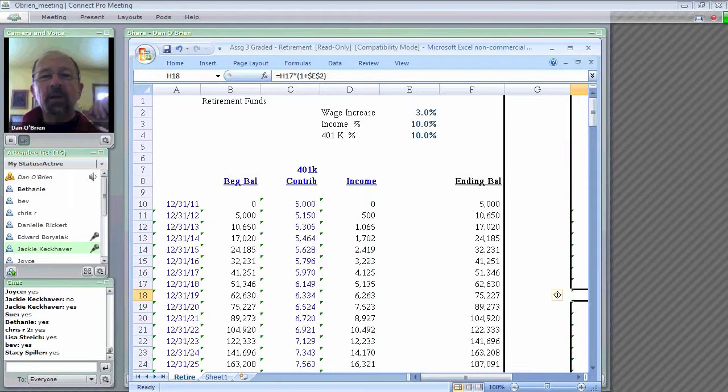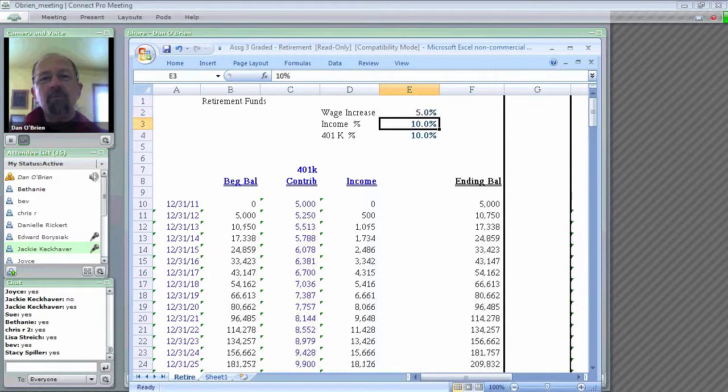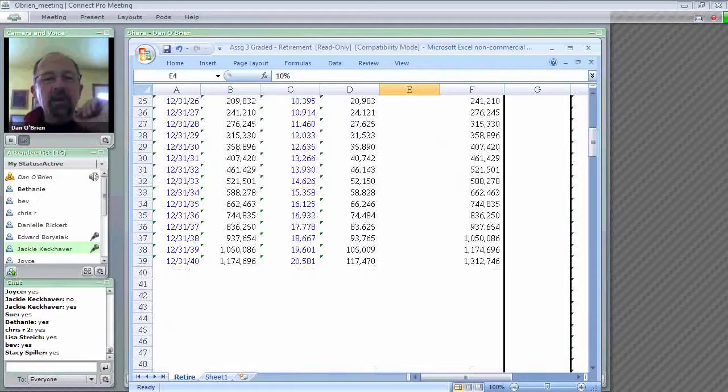Once you set this spreadsheet up, it's kind of cool. You can do a whole bunch of what ifs. What if, instead of 3% wage increases, I got 5% wage increases? That would be cool, huh? And what if my income, instead of making 10%, I did make the 11%? Well, we'll change one thing at a time. We changed to 5%, and instead of having $1 million, I'm going to have $1.3 million at the end of 30 years. Even better retirement, right?